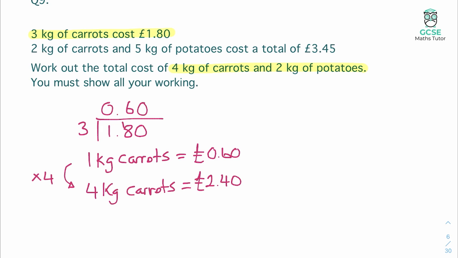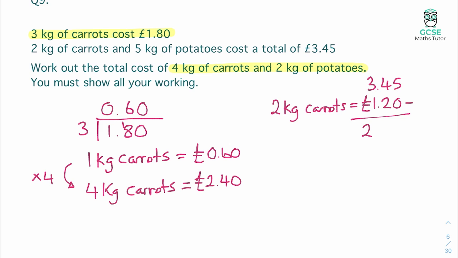Now we can work out the cost of the potatoes. Now it says 2 kilograms of carrots and 5 kilograms of potatoes cost £3.45. So those 2 kilograms of carrots would have cost £1.20. So the remaining amount is going to be the 5 kilograms of potatoes. So if we take that away from £3.45, let's just write that here, £3.45, take away £1.20, would leave us with £2.25. So that's 5 kilograms, so we'll divide that by 5.